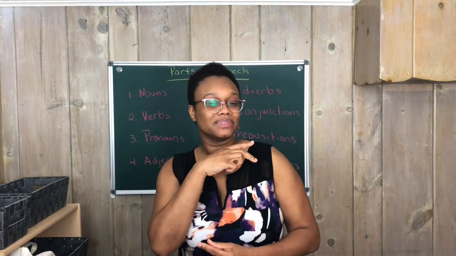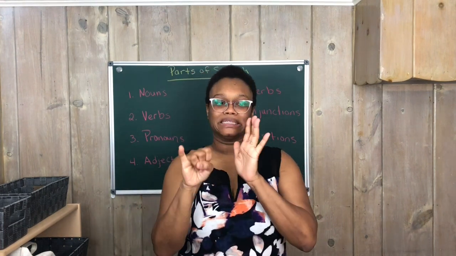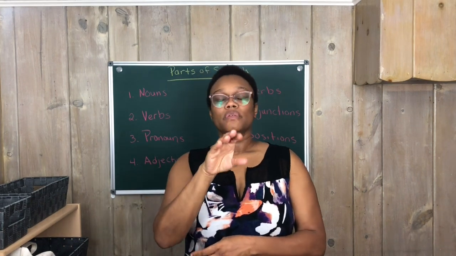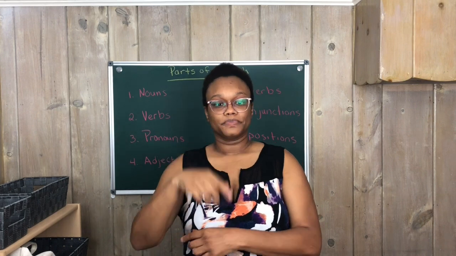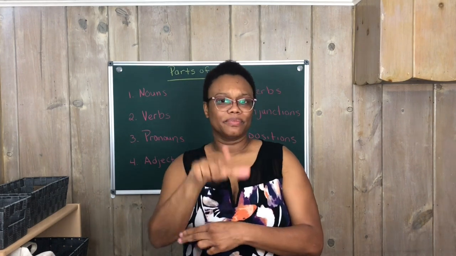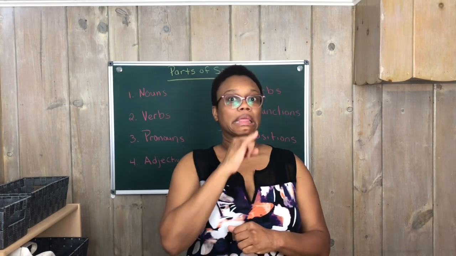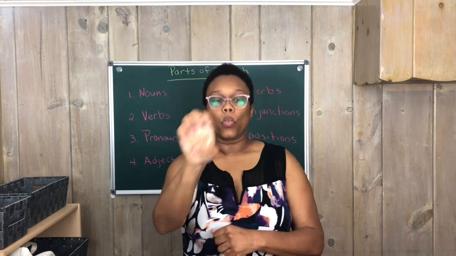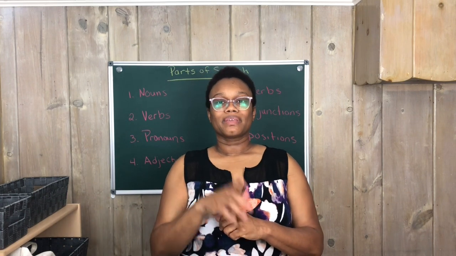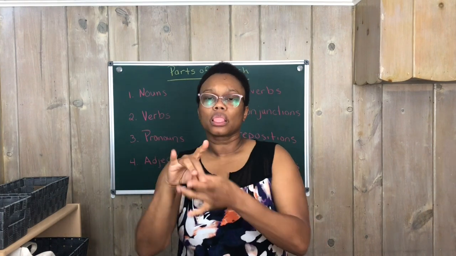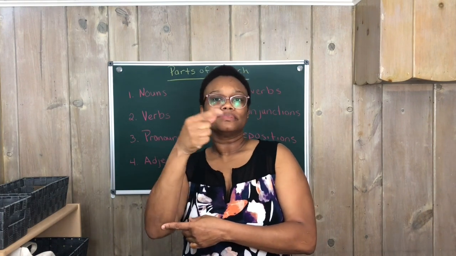Now, there is another group of verbs. They're a little harder to identify. The name of that group is verbs of being. These verbs are not used in ASL. For example, is, are, was, were. Those group of verbs are called helping verbs or linking verbs.